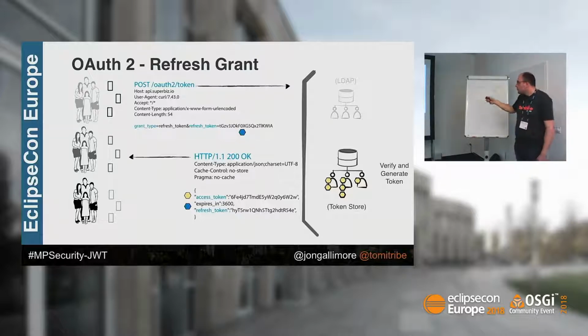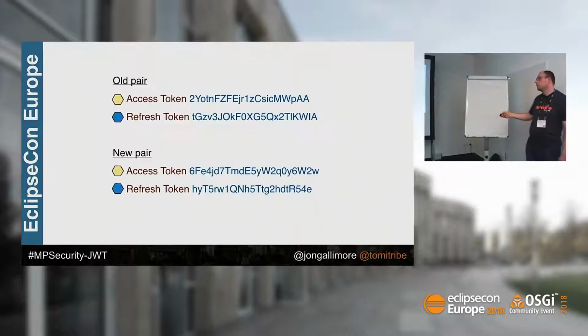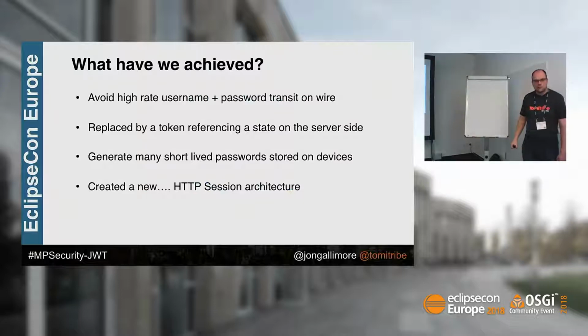And the refresh token typically has a much longer expiry time, so that might be days as opposed to minutes. And what we do on the back end is we check that that is a valid refresh token, find out who it belongs to and the roles associated with it, and then we generate a new access token, refresh token pair and return those to the client. So we have our old pair and our new pair, and then we're able to continue calling the service with the new access token.